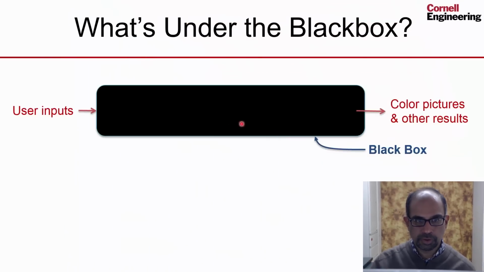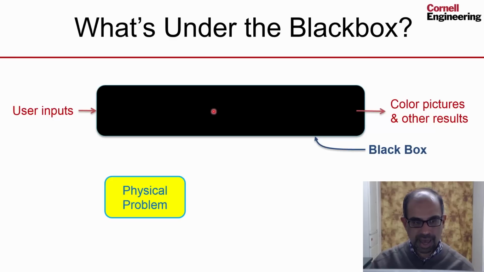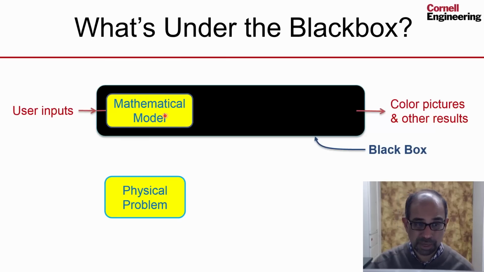Let's think through what's under the black box. So we have a black box and we have our physical problem. We are determining what the user inputs are, geometry, etc., based on the physical problem. And the tool uses these user inputs to figure out what is a mathematical model to be solved.